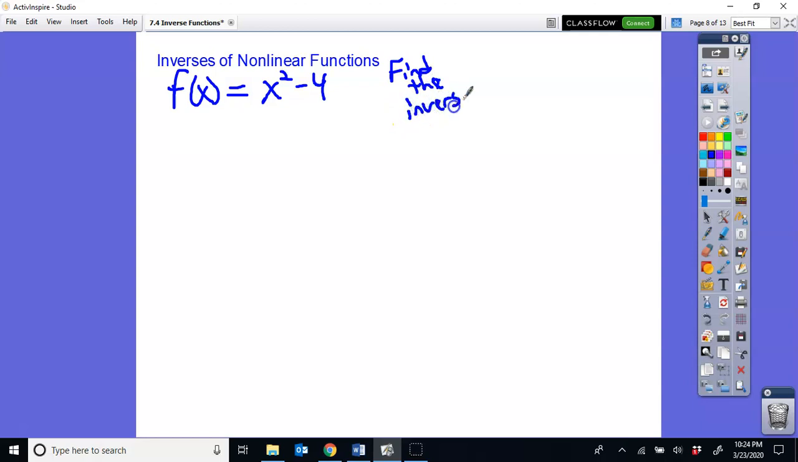All right, so what I want you to do is try to use the same techniques that we did a minute ago. Switch the x and y and see if you can solve for y to find the inverse. Pause the video and try it.